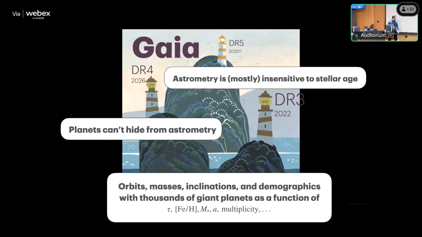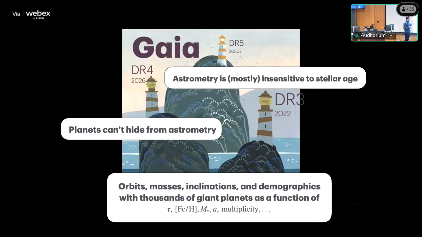And so the orbits, masses, inclinations, and demographics of thousands of giant planets as a function of age, metallicity, host mass, multiplicity, planet multiplicity, all these parameters that I think are really key to understanding the narrative of giant planet formation and evolution, I think will eventually be unlocked with this kind of data set.